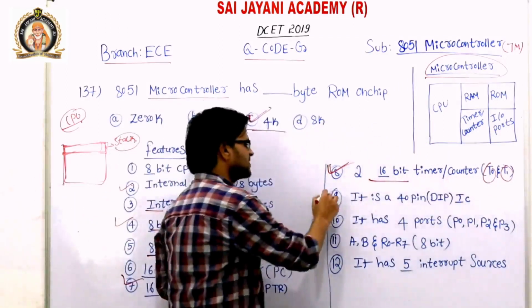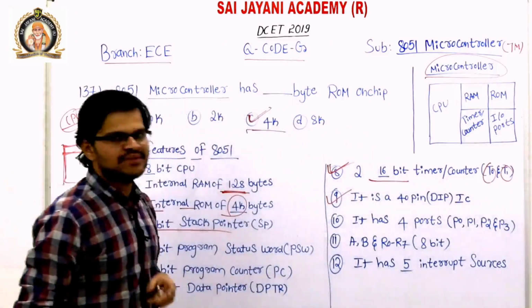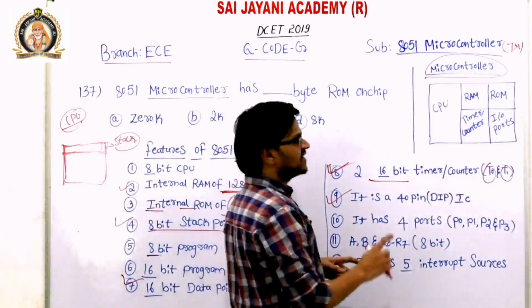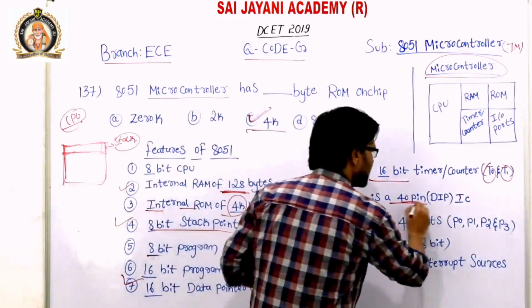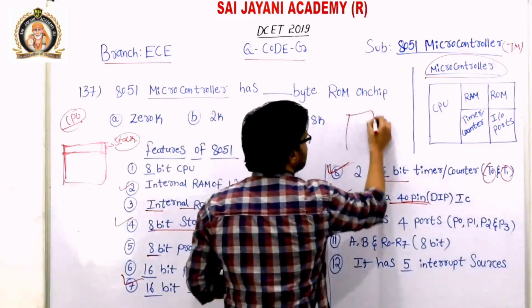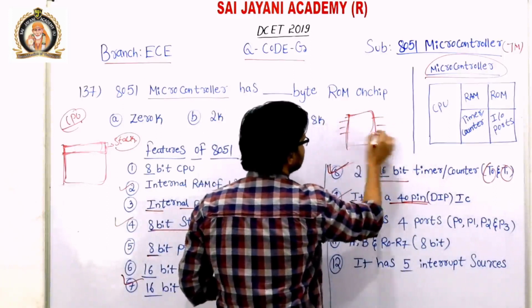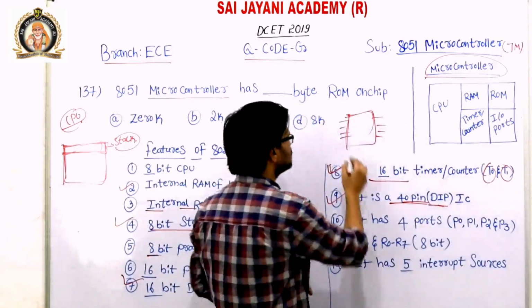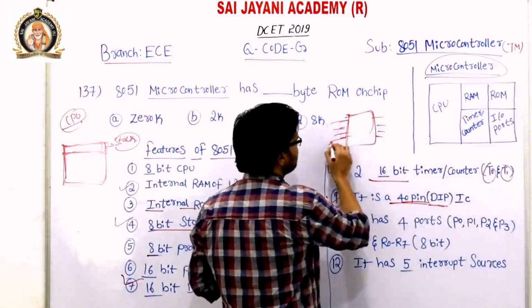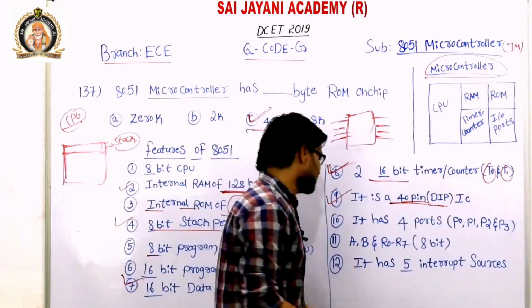And the ninth feature is it is a 40-pin DIP IC, dual in line package IC. That means the 8051 has a 40-pin IC. DIP means dual in line package, meaning it has pins on both sides of the pin diagram.